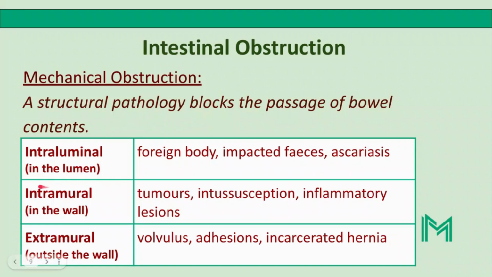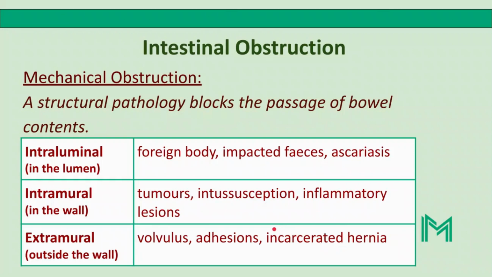Right. So the causes can be grouped under three main blocks: intraluminal or within the lumen, intramural or within the wall, and then extramural, which is outside the wall. Now, in the lumen, you can have a foreign body, impacted feces, or helminthic infections like ascariasis blocking the passage of bowel contents. Now, in the wall, tumors, intussusception, and inflammatory lesions can also block the passage of bowel contents. Then outside the bowel wall, volvulus, adhesions, and incarcerated hernia can also block the passage of intestinal contents.